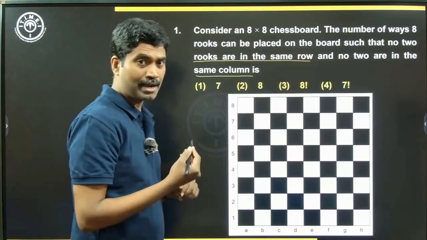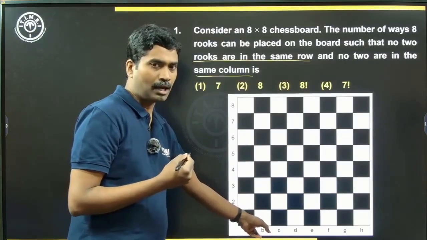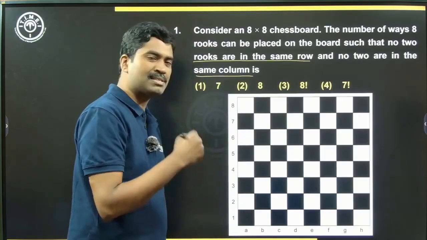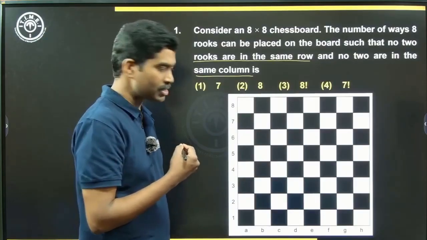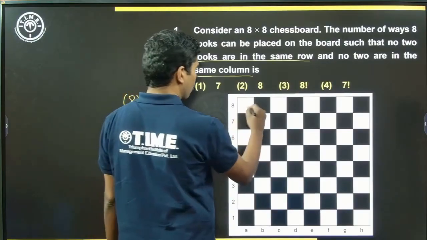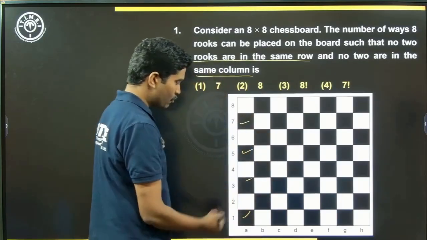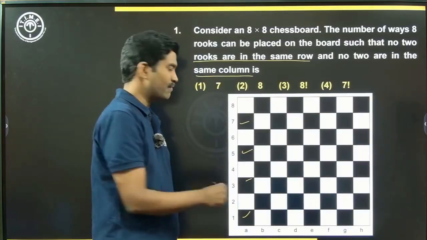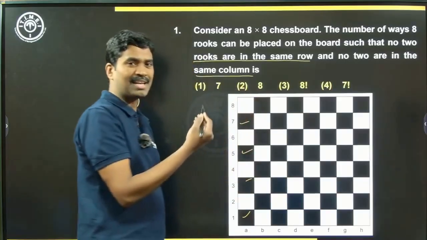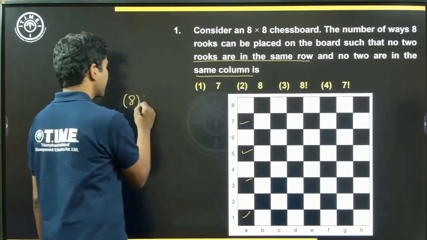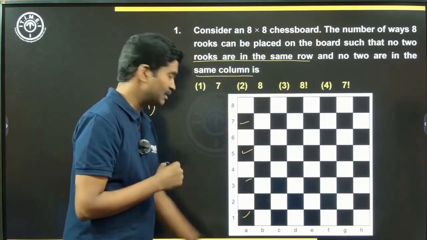So the first rook can occupy any of these 8 places. Now what about the second rook? It can't be in the same column, right? It will have to go to the second column. Now, whichever row I place the first rook in, that row is unavailable to the second rook, correct? So the first rook could have gone to any of these 8 places, but the second rook will not go into that row where the first rook was already placed. So it doesn't have a choice of 8 places, it has only 7 places, correct? The second rook can be placed in any of the remaining 7 rows in column B.